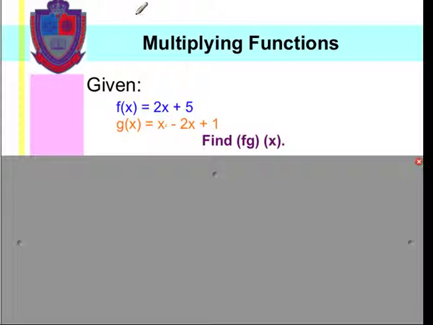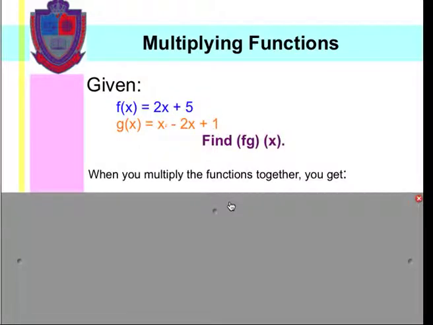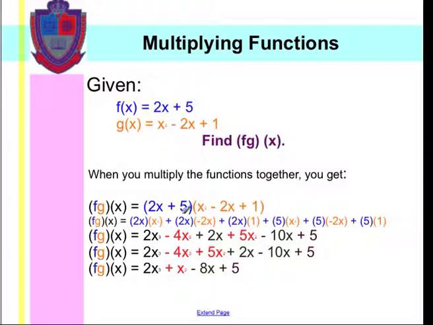Same principle. f of x is equal to 2x plus 5. g of x is equal to x squared minus 2x plus 1. And I want to find f of g of x. Remember, no operation means multiply. So when you multiply these together, and again I color coded, f is 2x plus 5, and then g of x is x squared minus 2x plus 1.